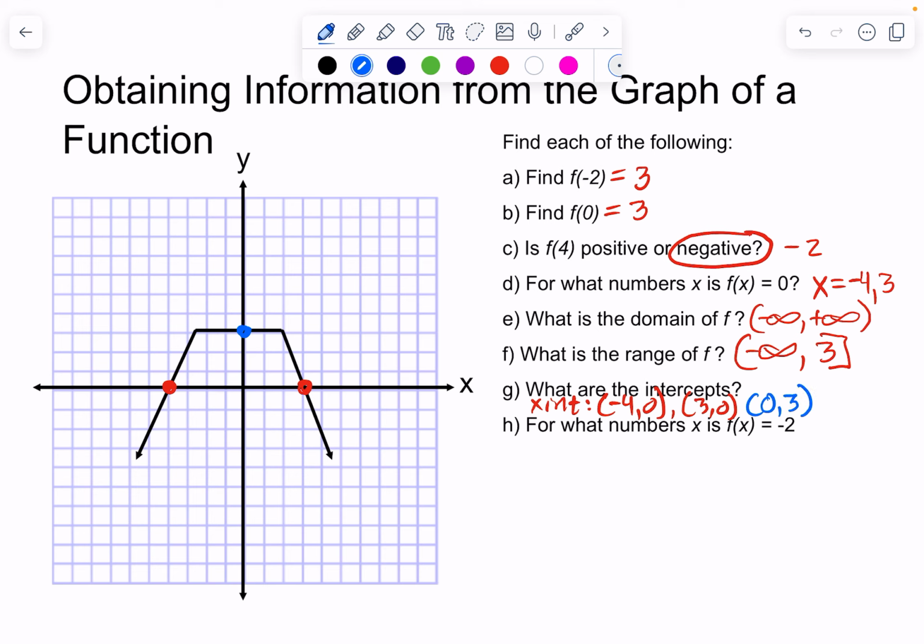And last but not least, for what values or numbers of x is f of x or the y negative 2? Well, when x is, let's see here, negative 2 on the y is right here. So if I do a little line here, I know that, okay, perfect, 1, 2, 3, 4, 5. When x is negative 5, I've got a negative 2 y value. And when x is 4, I've got a negative 2 value. So when x equals negative 5 and 4, f of x or y equals negative 2.